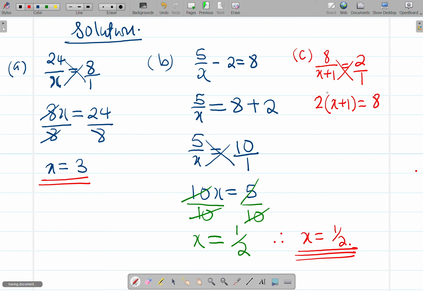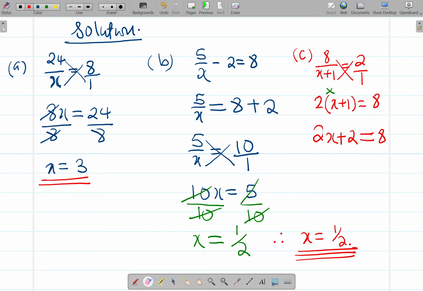Now this bracket here is going to be treated as a times. So what I'm going to have is 2 times x is 2x, plus 2 times 1 is 2, is equal to 8 this side. This is just going to give us 2x plus 2 is equal to 8.